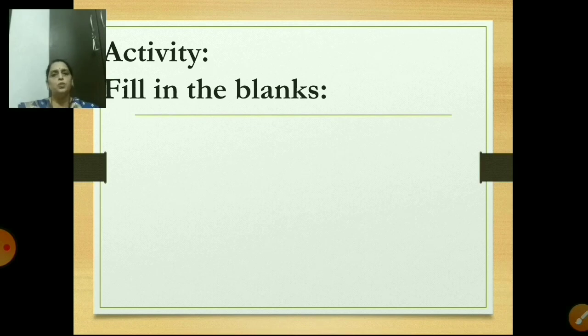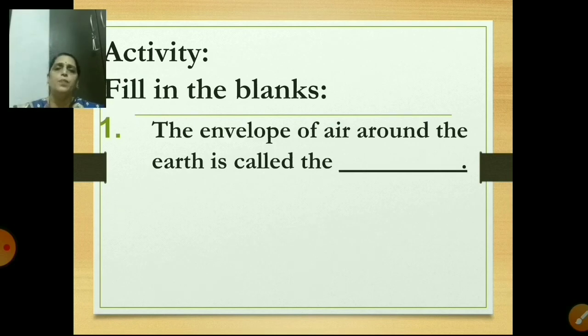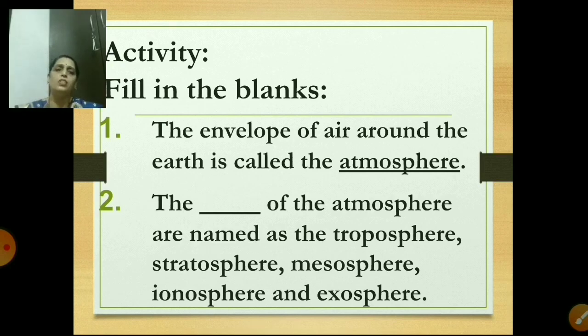Now students, we are going to do the activity fill in the blanks. First, fill in the blank. The envelope of air around the earth is called the dash. Yes, what will be the answer? Atmosphere. Very good. Next, the dash of the atmosphere are named as the troposphere, stratosphere, mesosphere, ionosphere and exosphere. Yes, and the answer is layers.